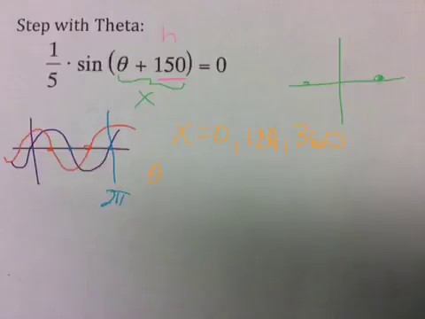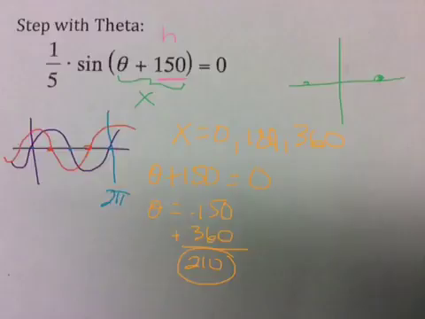So theta plus 150 equals 0. So theta equals negative 150. All right, now I'm going to add 360 to get that answer into the 0 to 360 range. So negative 150 plus 360 is 210. So that's one of my answers. Okay, I'm just going to change colors because that color is hard to see.